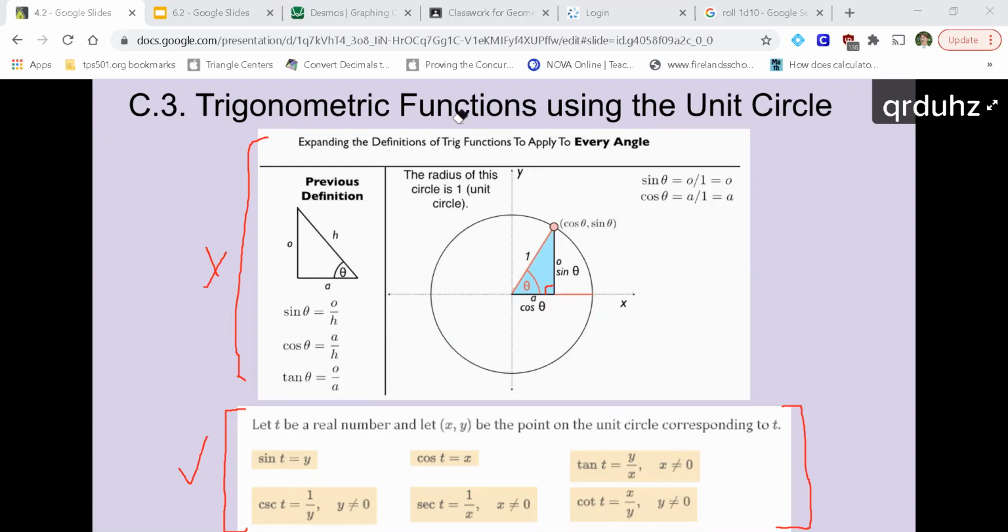And so if you substitute that in for h in your formula here, then the sine of your angle becomes the opposite over 1. But anything divided by 1 is just itself. So then the sine of your angle just becomes the length of the opposite side. So the sine of your angle becomes the y value of this point right here.